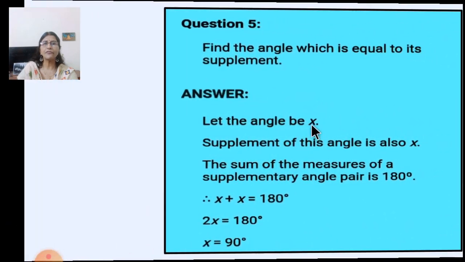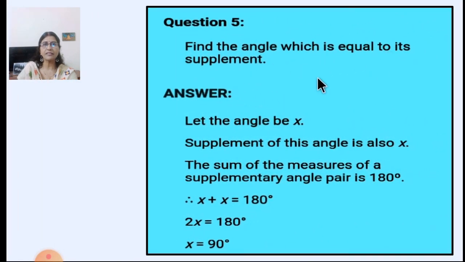Then question number 5. Find the angle which is equal to its supplement. So again we will write, let the angle be x. The supplement of this angle is also x. Now as we know, the sum of the measures of a supplementary angle pair is 180 degree. Therefore x plus x is equal to 180 degree.